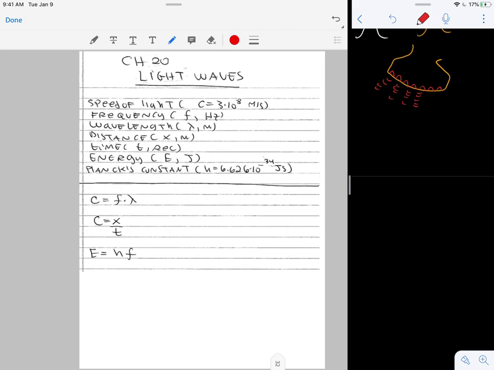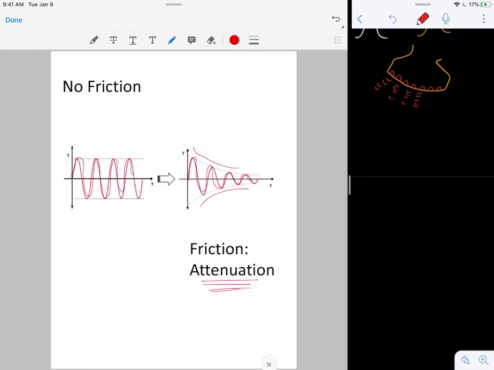So we're going to stop here for chapter 16.